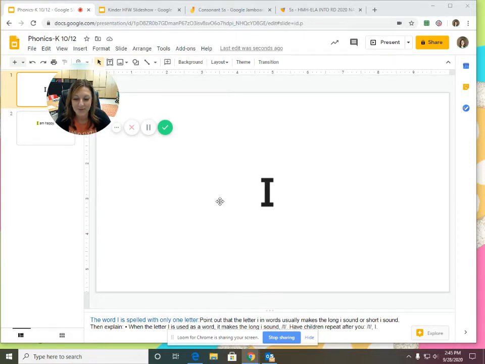If we notice right here, we see the capital I. And so this is the word I, and it's spelled with only using one letter. So the letter I makes the long I sound. If you see an I inside a word, it may make the long or the short sound. When the letter I is used as a word, though, it makes the long I sound, I.